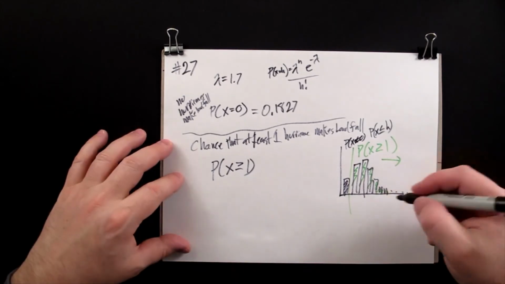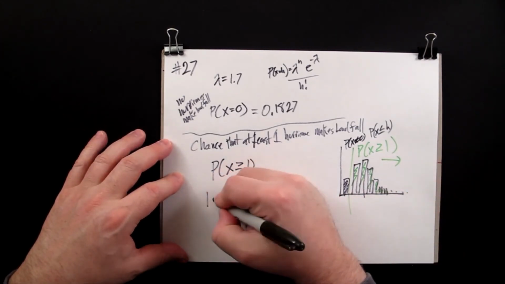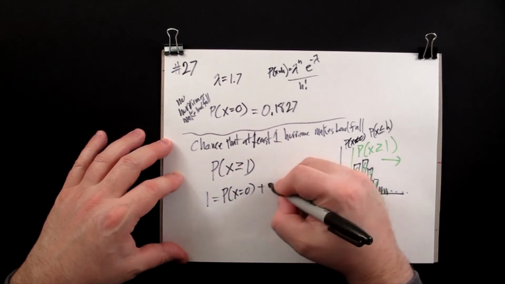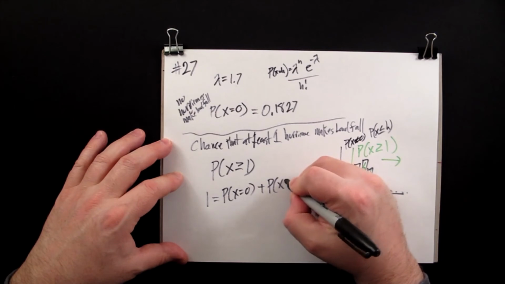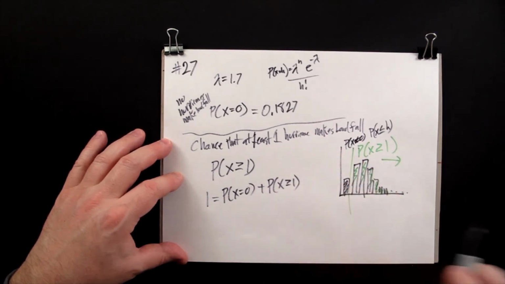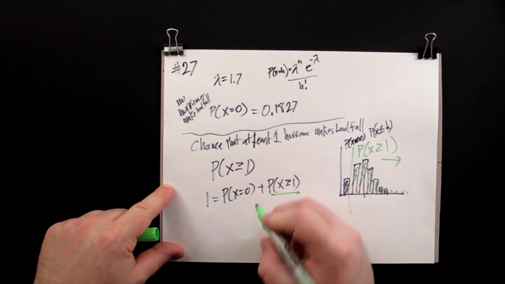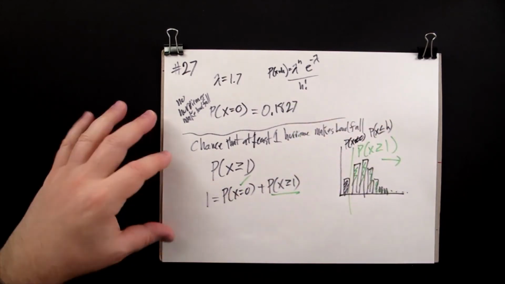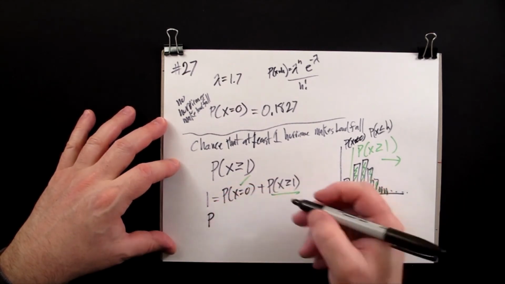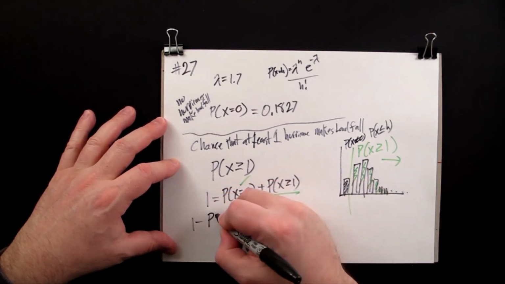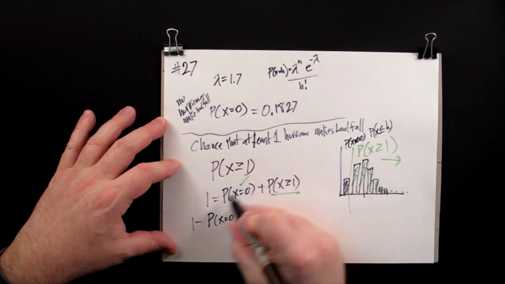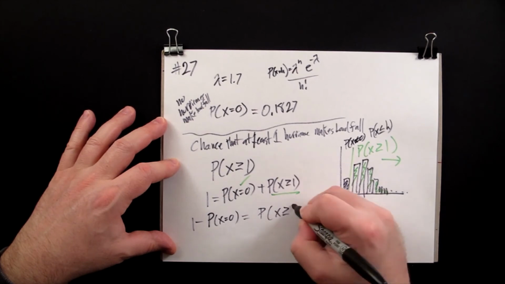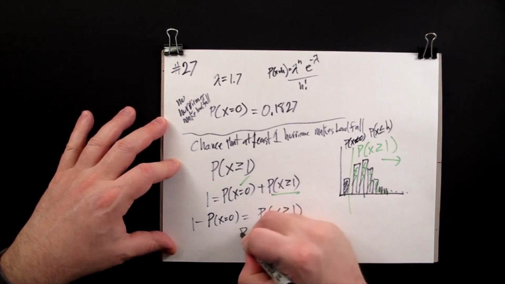Okay, so how do we get that? Well, the area under the whole curve is 1 here, and so that's going to be the chance that no hurricane hits plus the chance that a hurricane hits. Okay, this is the one we want. We know how to compute this one because we have it above, and we just got it. So if we subtract this from both sides, then we will get the one we want, the chance that a hurricane hits.